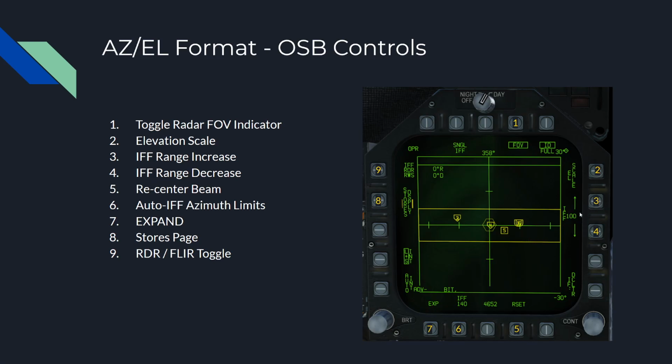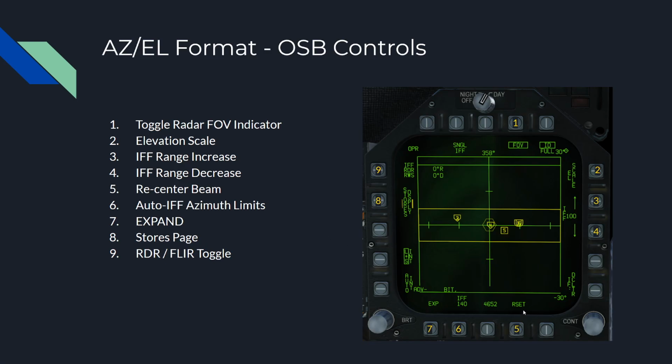Okay, IFF. This is going to be your automatic IFF ranging, so if you've got auto IFF enabled, that's how far the IFF ping is going to go out, or how far it'll try to IFF ping something. So right now it's set to 100 miles. I never touched this, honestly.